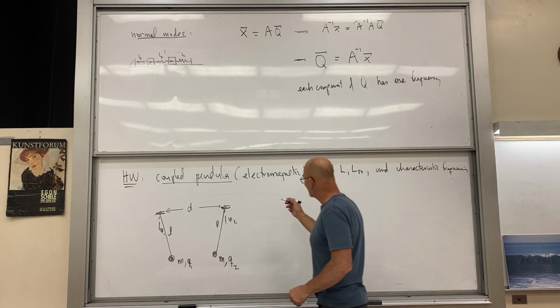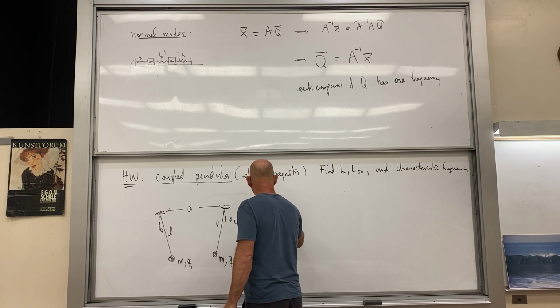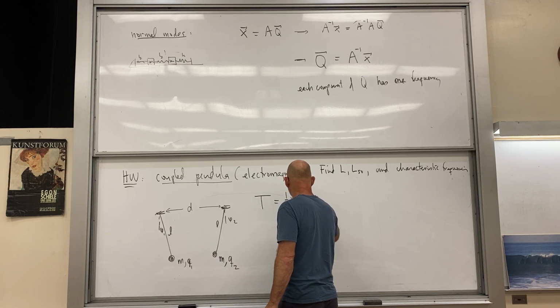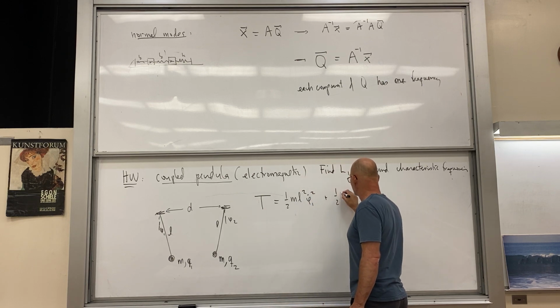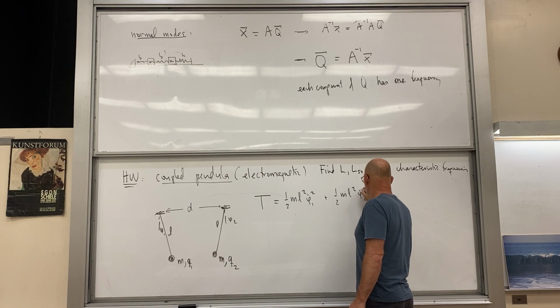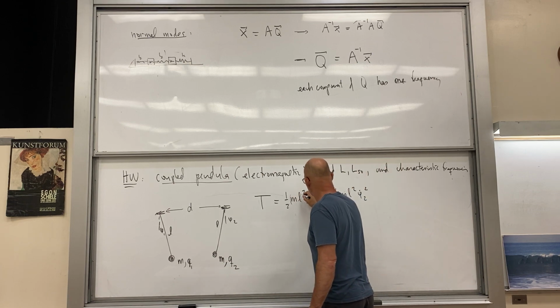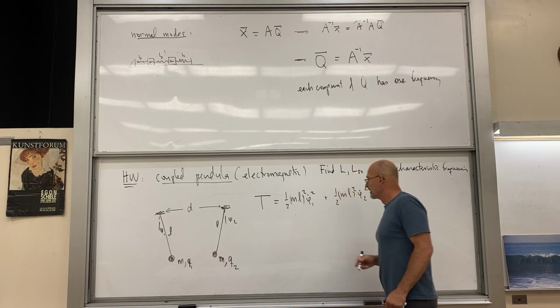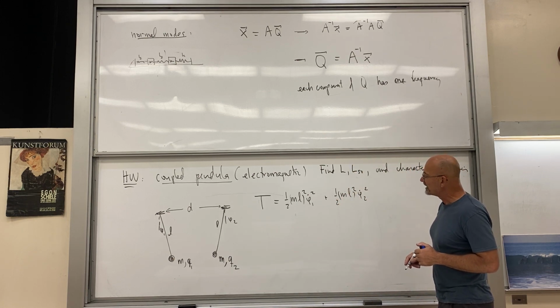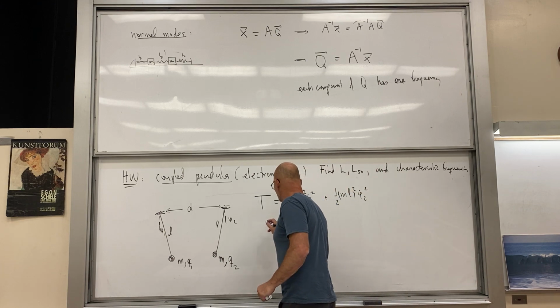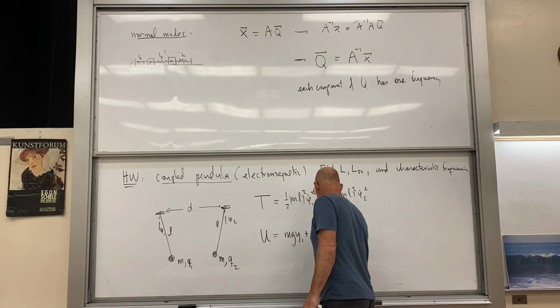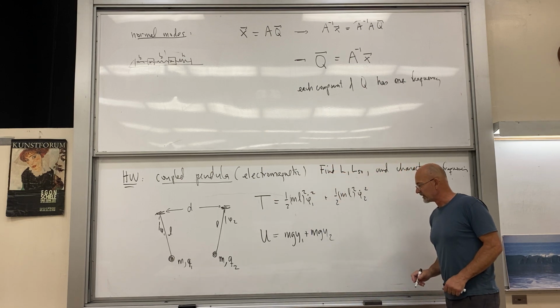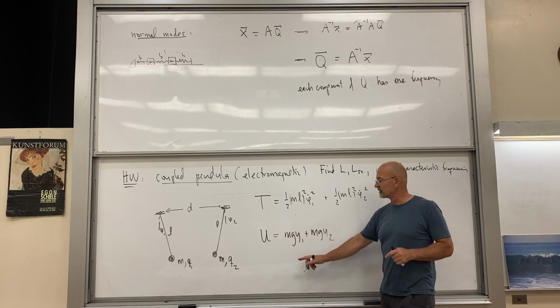Okay. Kinetic energy, of course, is no problem. T is going to be 1/2 m L squared phi1 dot squared plus 1/2 m L squared phi2 dot squared. Okay. The potential energy is a little bit different though, because we have U is equal to mgy sub 1 plus mgy sub 2. Right, we'll turn those into angles.